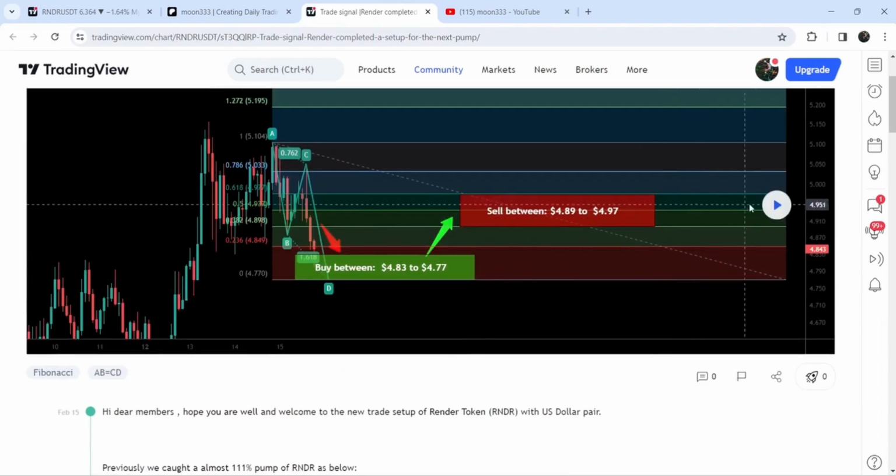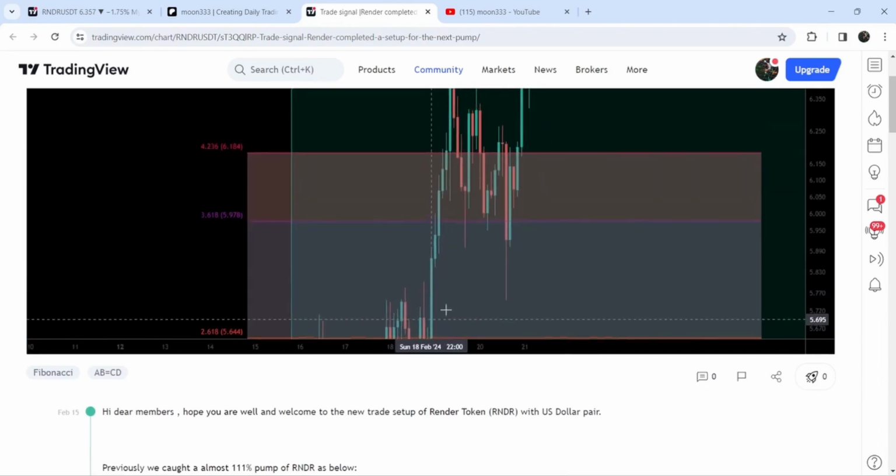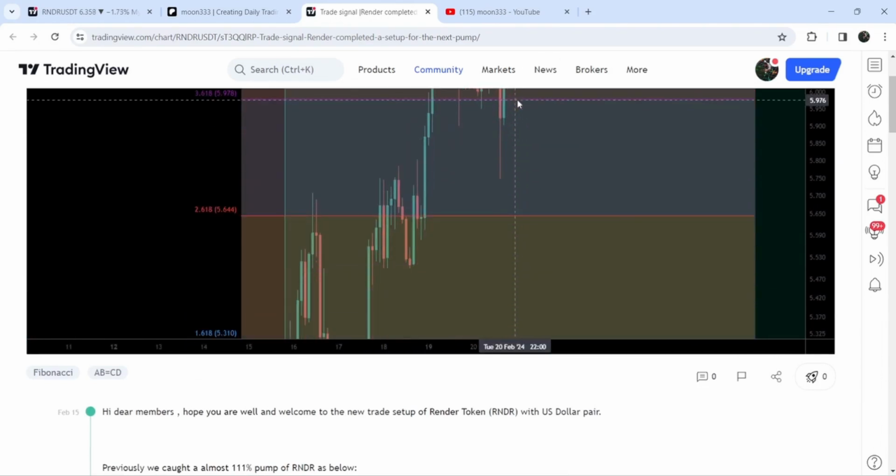And now if I play this chart, then you can see that the price has started a very nice reversal from this buying zone and rallied beyond the sell target zone. And so far, it has rallied more than 35%.